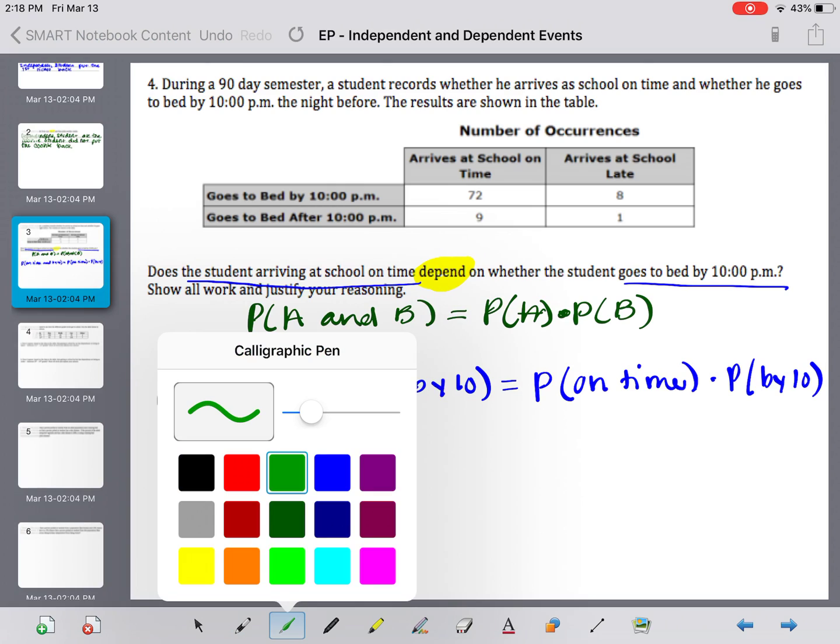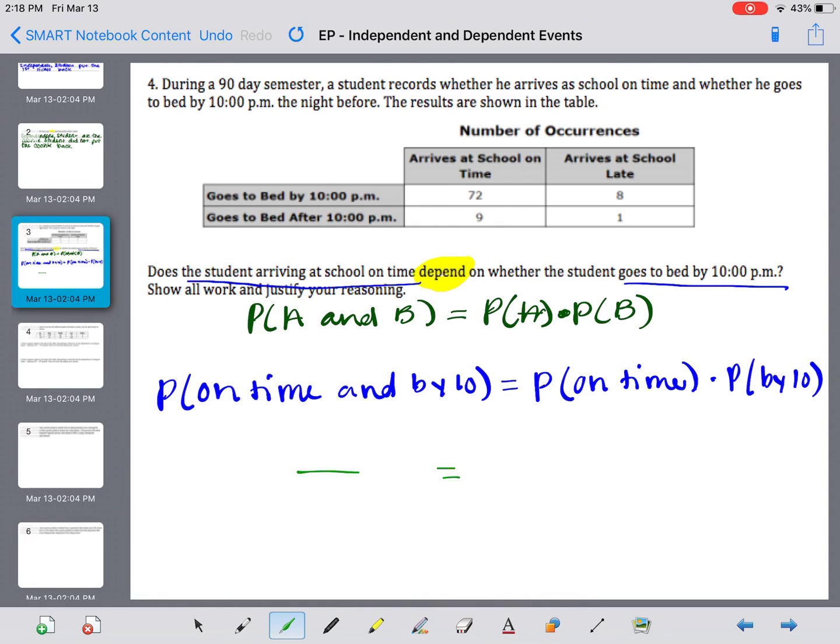So now I'm going to make my fractions times a fraction. Okay, the total amount of days it said in the problem was 90. So 90 is going to go in the bottom of all of my fractions. Okay, and then I'm going to use my table. On time and bed by 10, so where they intersect on the table. Here's on time, bed by 10, 72. Then the total of days he was on time, well, add up this column.